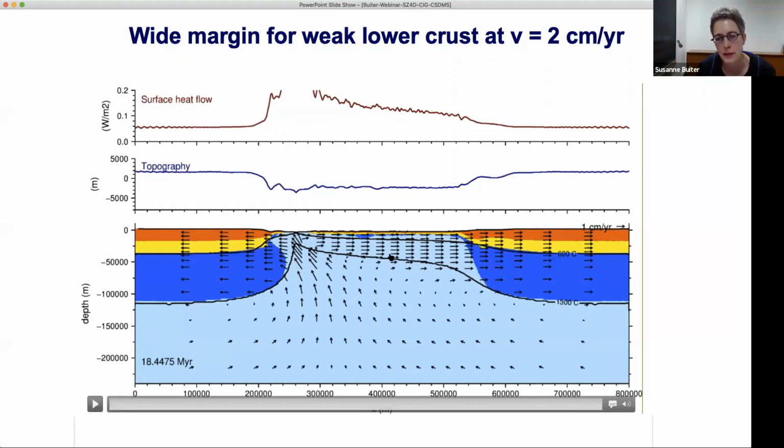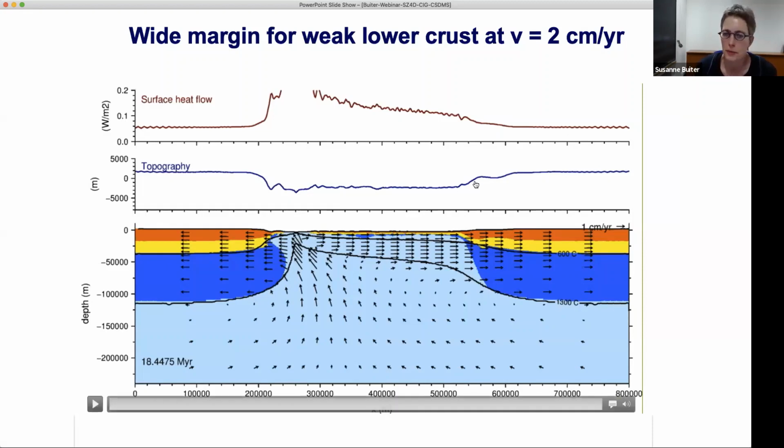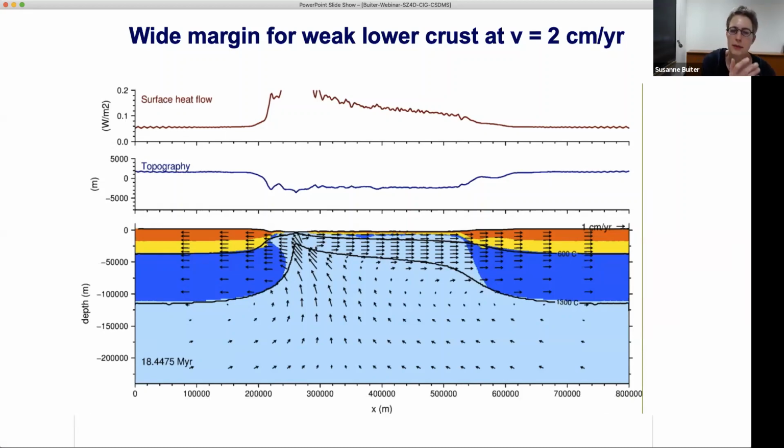You can see the 1300 degrees isotherm is kind of the base of the lithosphere of the ocean. We create a topographic basin that is a few kilometers deep, as you would expect. And you can see in the surface heat flow how this material, as it moves away, cools with time. So the crust itself is still behaving brittle. And the interesting aspect is that we have now created this asymmetric system, which agrees with what other modelers found.